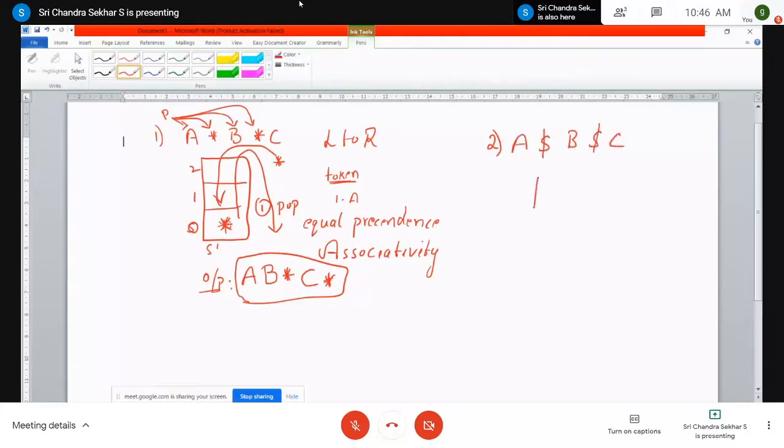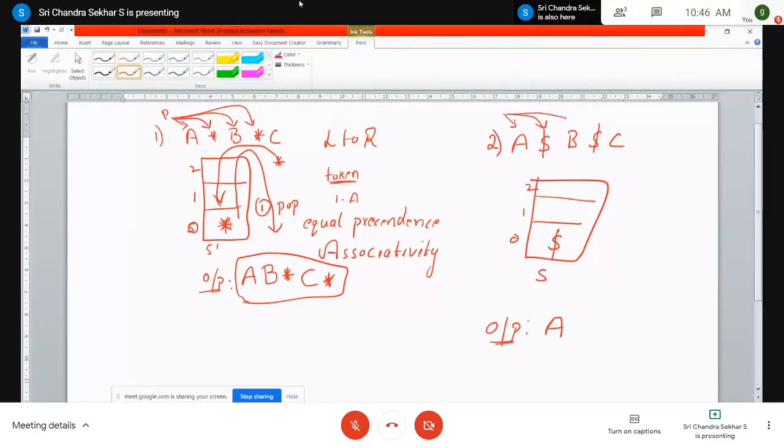A $ B $ C. This is my stack, which consists of 3 elements, and this is my output. First element, that is read, is A, that is the token is A, it is an operand, place it in the output. Increment pointer, it is pointing to dollar. Since it is an operator, check the stack is empty or not. It is empty, so you just push it into the stack.